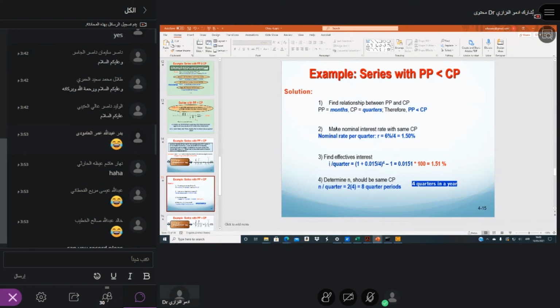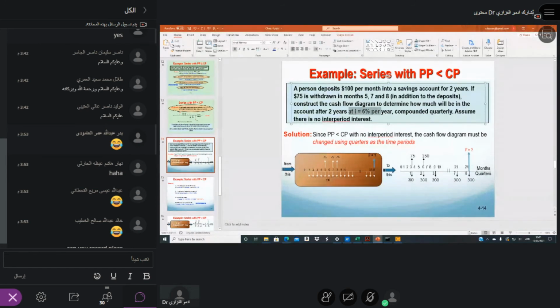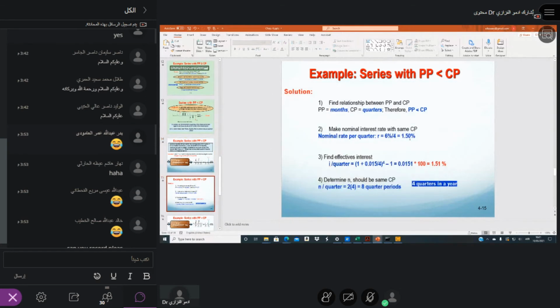Then the second step that you need to take is to make a nominal interest rate with the same compounding period. So you need to calculate the nominal interest rate with the same compounding period. So the nominal interest rate is given as 6% per year, but the compounding is done quarterly. So you need to convert this into a quarter basis. So the interest rate per annum is 6%. You divide by 4. That will give you the nominal interest rate per quarter.